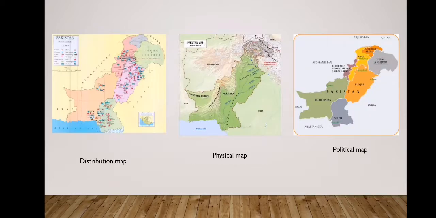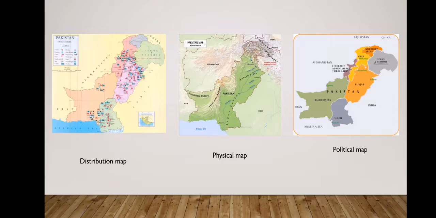In this image, you can see three maps. To the left is a distribution map. This map is giving us information of a specific subject, and that subject is given as a title on the top left corner of the map. And the subject is famous industries of Pakistan. So this map is giving you information of different industries of Pakistan.